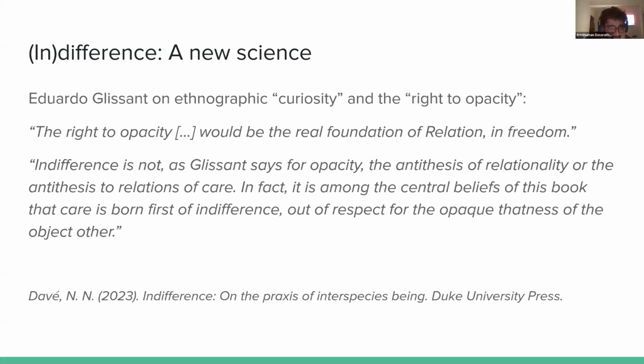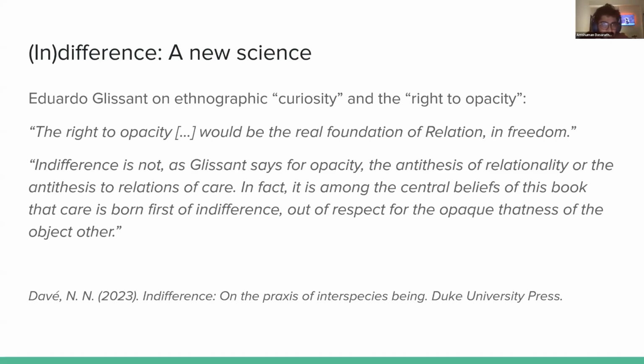Another contrast to this I found was in this book called Indifference by Naisargi. She's an anthropologist, Canadian Indian anthropologist, I think, and she writes really beautifully. In the introduction to her book, she writes about the work of this Martinican poet named Edouard Glissant. Glissant talks about the perils of ethnographic curiosity and this destructive will to know about everything. And he juxtaposes that with what he calls the right to opacity.